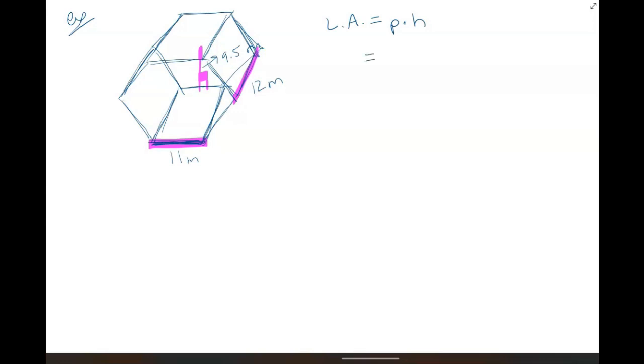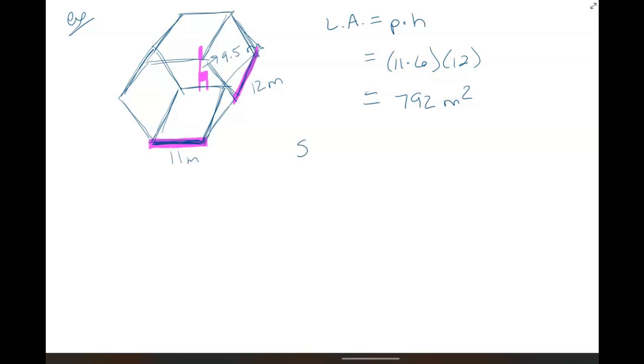In order for me to find the perimeter, I need to take 11 times the number of sides I have. This is a hexagon, so I'm going to have 6 sides. And then I need to multiply times the height, which is going in the opposite direction, 12. When I multiply that together, I'm going to get 792 meters squared.